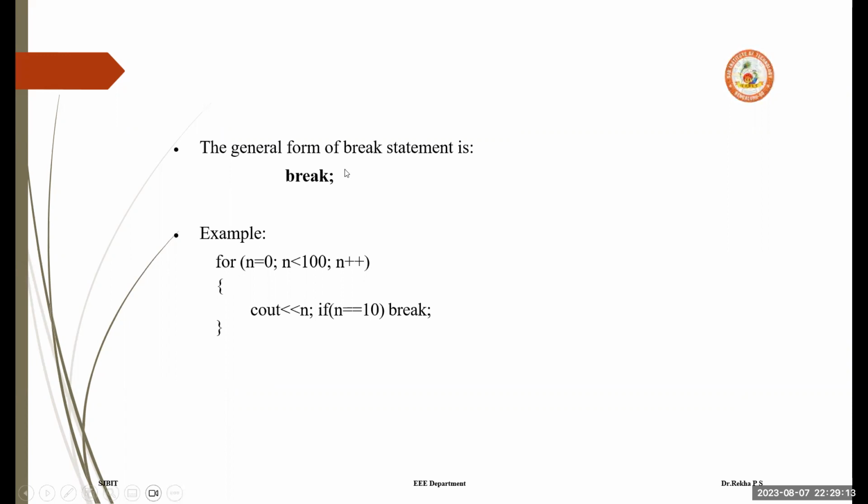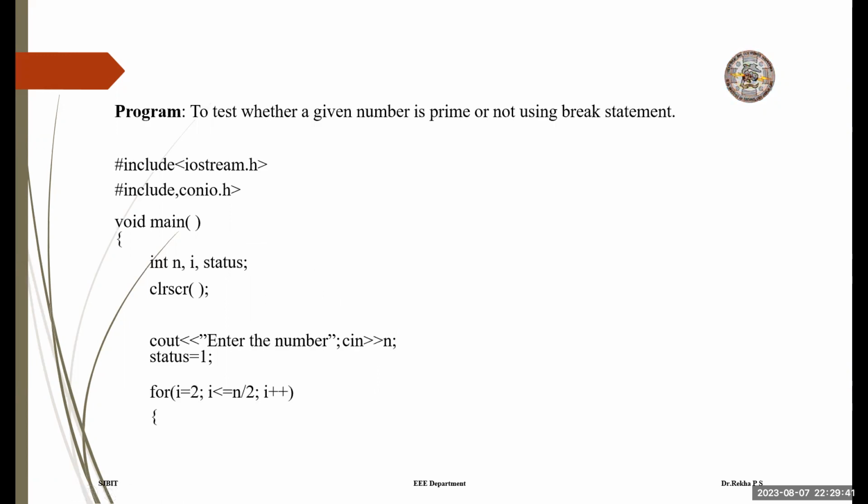you can see here, that is break. For n is equal to, in the for loop I have used initialization, condition, then I'm printing the n value. If n is equal to 10, break. So as long as n is not equal to 10, it will print. Once n becomes 10, whether the condition is true or not, it will never bother. It will come out of the for loop. That is break. It breaks the loop.